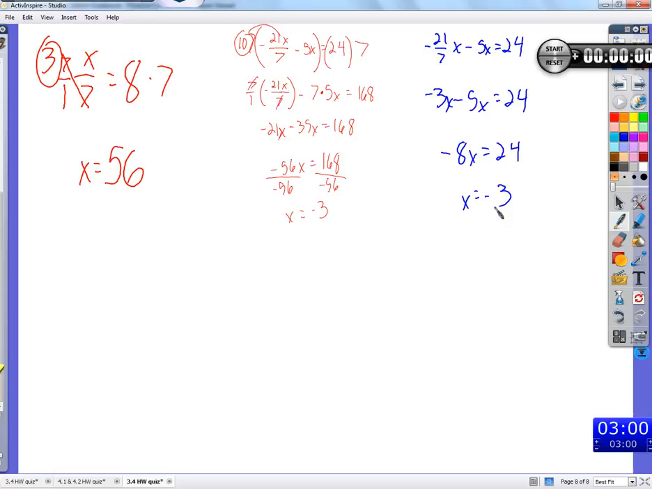Divide this by 21 over 7. Yeah. And if you want to divide this by 21 over 7, you have to divide the whole thing by 21 over 7, which means you have to divide 5 by 21 over 7.